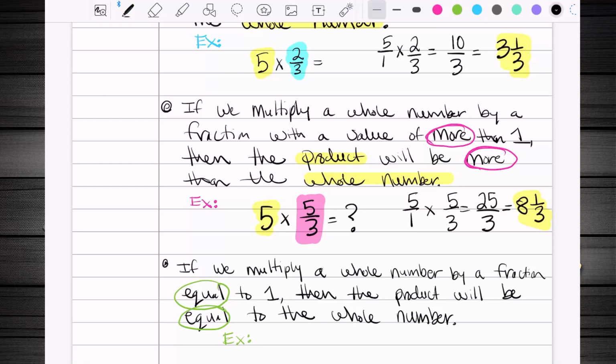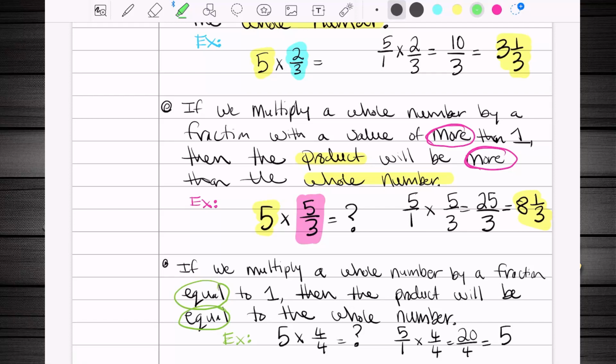So I'm sticking with the whole number of 5. We're going to multiply 5 times 4/4. I'll change my whole number into an improper fraction so we can multiply using standard algorithm. And I'll multiply straight across. 5 times 4 is 20, and 1 times 4 is 4. Now, if you remember that fractions also represent division, 20 divided by 4 is 5. We can reduce that improper fraction to 5.